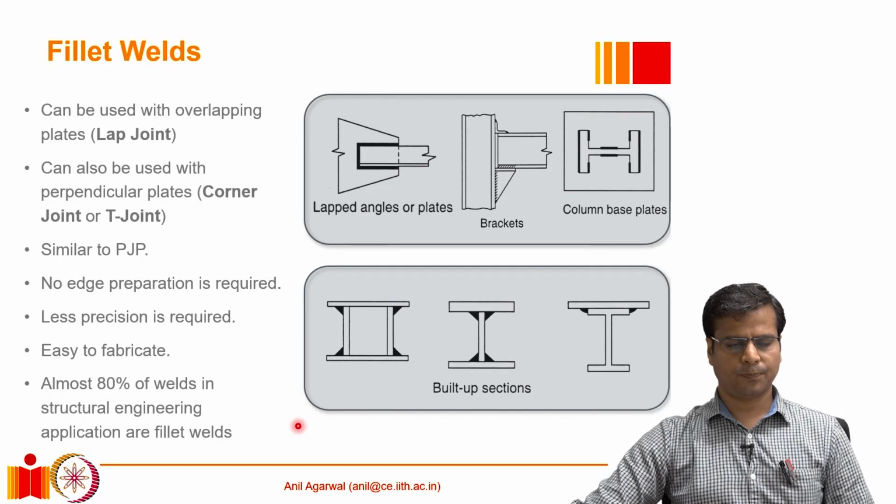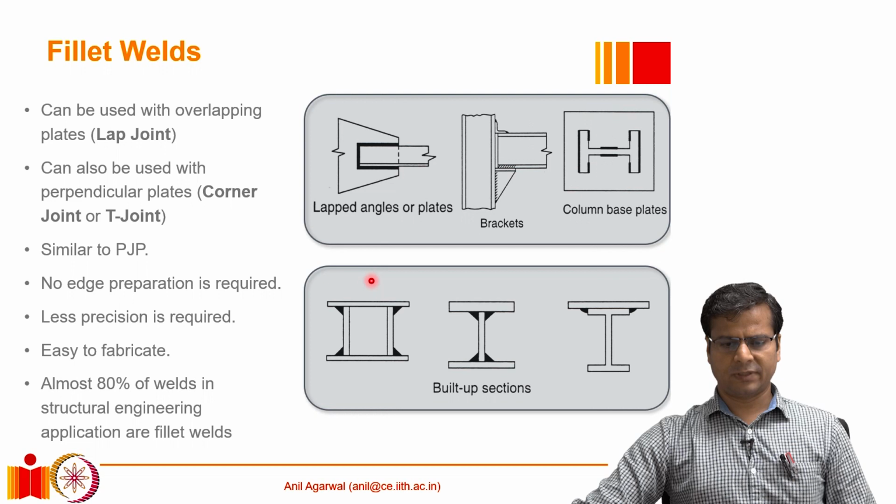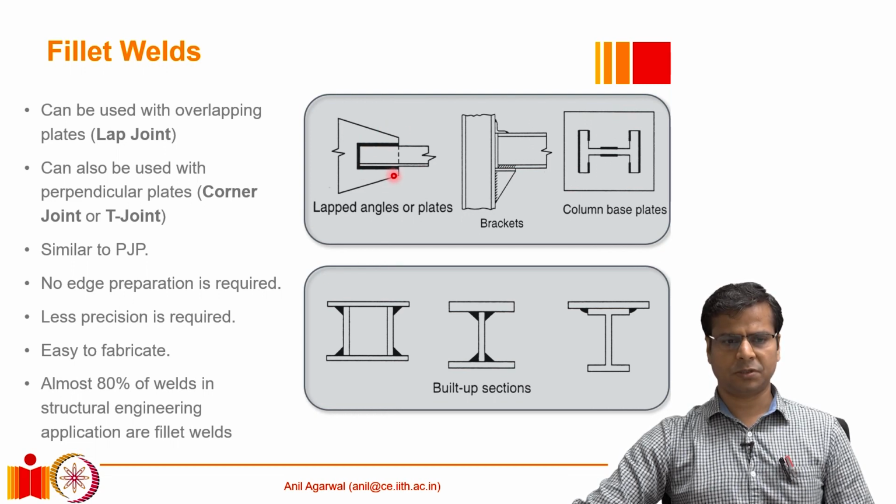The next part is fillet welds. So far we have talked about complete joint penetration groove welds, partial joint penetration groove welds, and the most common type of structural welds are fillet welds. Fillet welds, as we have seen before, basically require two surfaces which are almost at 90 degrees from each other, and the two surfaces can be fused by placing a triangular deposit of filler material.